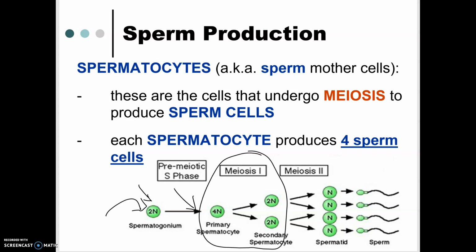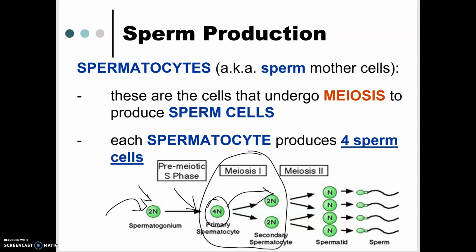If we look at this phase, we're going to go from a cell that's 2N, we're going to double the number of chromosomes like we would in mitosis, and then we're going to have a cell division. So we go from a 2N cell to a 4N cell, which doubles the number, and then we go back to a 2N cell. So meiosis 1 is very similar to mitosis.